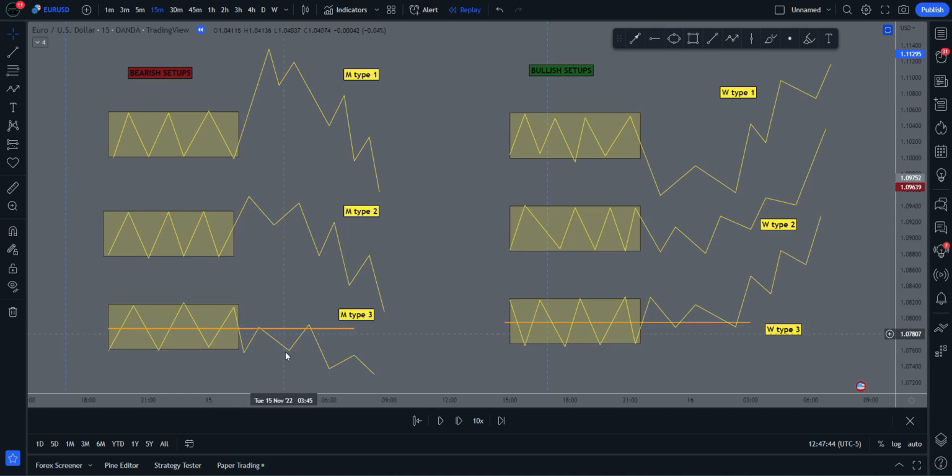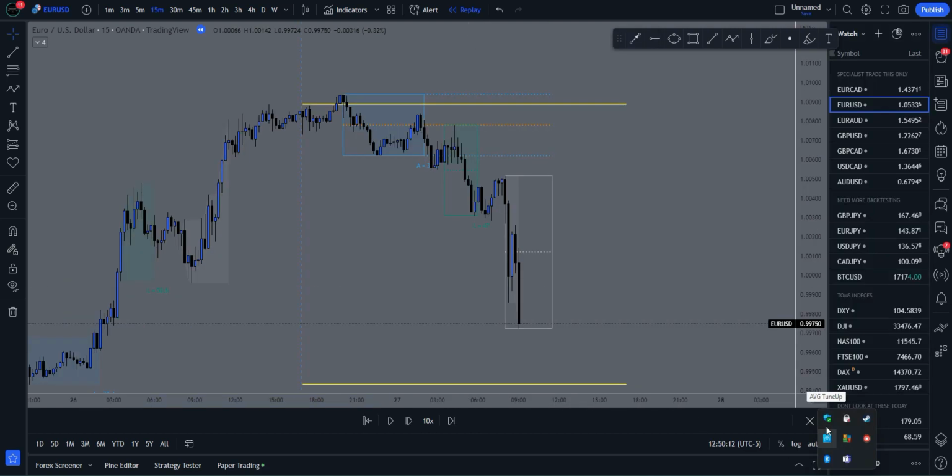Sometimes it will be done during London. Sometimes you'll see a leg in London. Sometimes you'll see a leg in New York. Sometimes this leg could be lower, this one could be higher. It could go past the middle of the range and come back down. It's never quite perfect, because if it was that easy, everybody would catch onto it and start doing it. So let's go into an example.